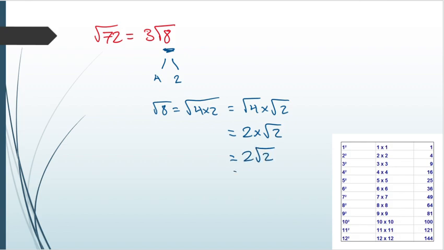Hence the square root of 8 equals 2 root 2. Now, as you can see, this now becomes 3 times 2 root 2. So the final step here is to just multiply the two numbers on the outside together. So you get 6 root 2.